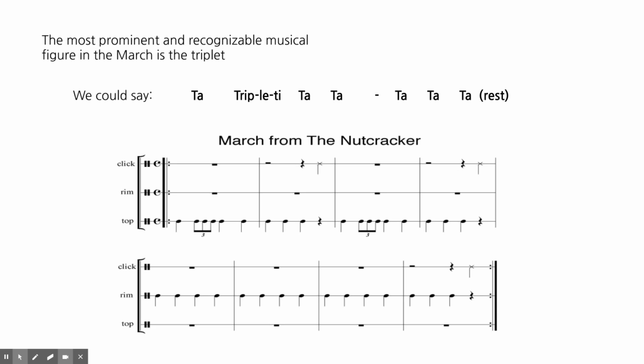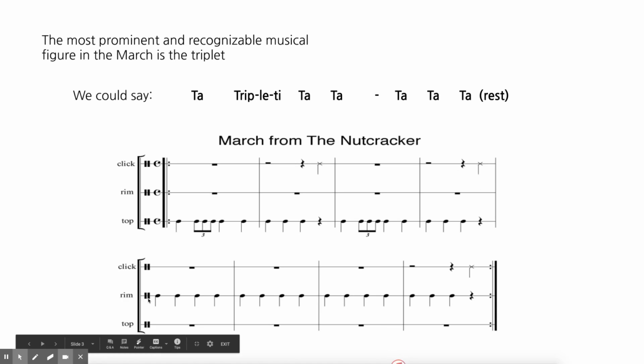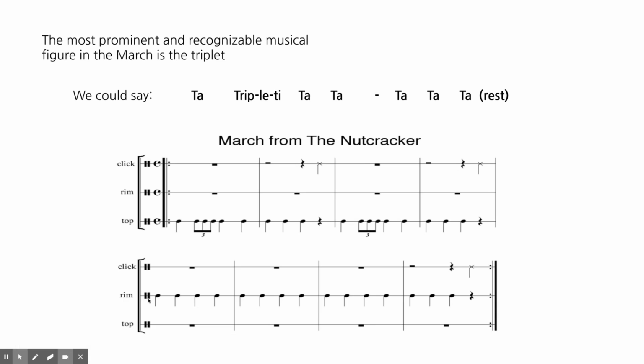Try that with me. The whole first line of music with playing on the top of your desk and clicking your instrument together. Ready, go. Ta, triple T, ta, ta, ta, ta, ta. Ta, triple T, ta, ta, ta, ta, ta. Excellent. Now in the next line, we are going to play on the edge of your desk. And these are all ta notes. Ta, ta, ta, ta, ta, ta, ta, ta, ta, ta, ta, ta, ta, ta, ta, click.